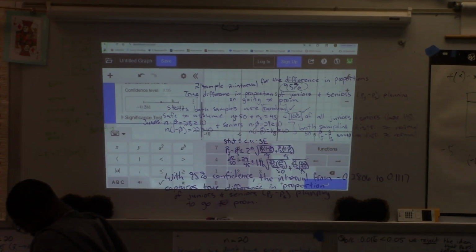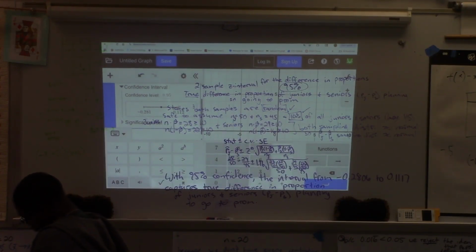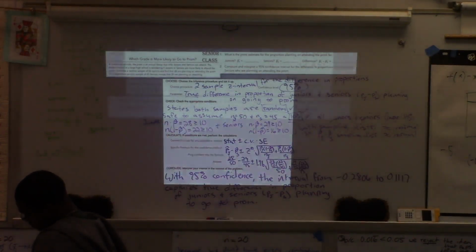And does that confidence interval look familiar? Yeah. Negative 0.281 to 0.112. Desmos is superior. So there's all that. I don't agree with that assessment.